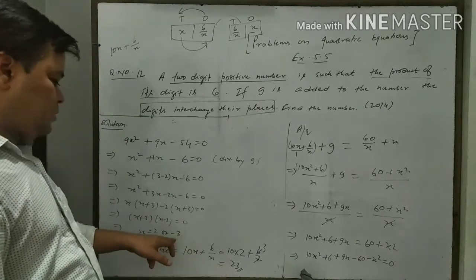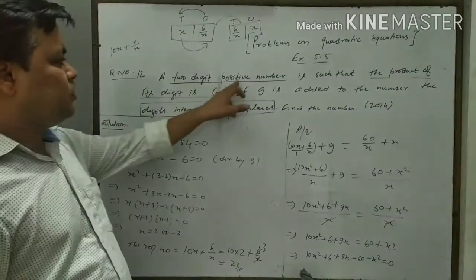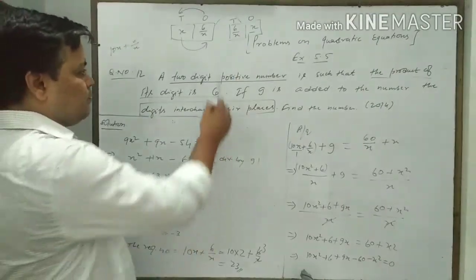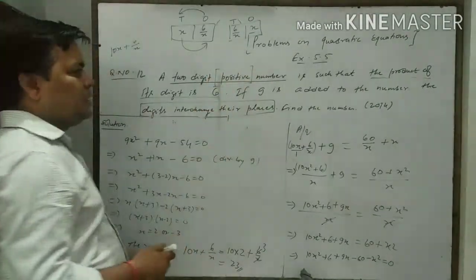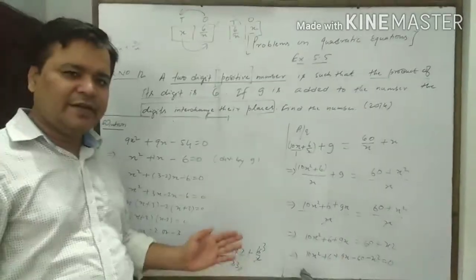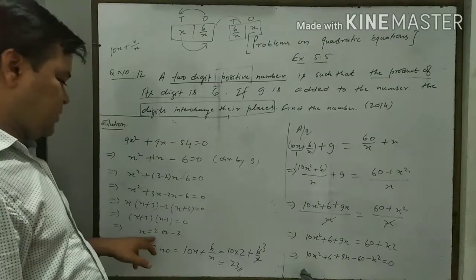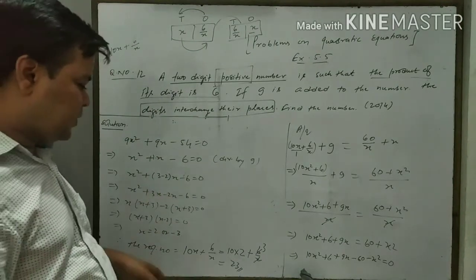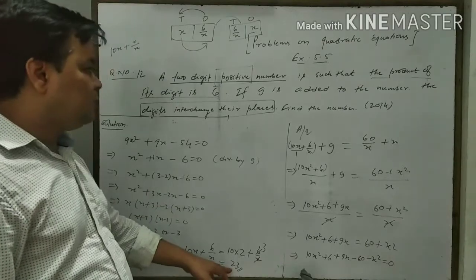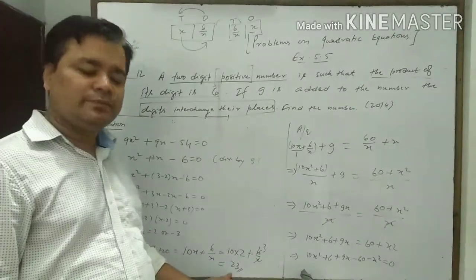Here no need to take minus 3, because it is a two-digit positive number. This is the positive number. Therefore if we take minus 3, then in that case it will be negative. Therefore no need to take minus 3, we take only plus 2. And in this way we can find our number. The required number is equal to 23.